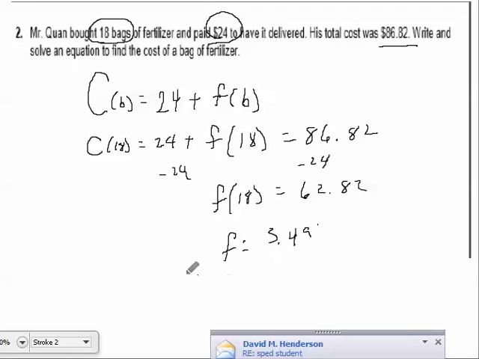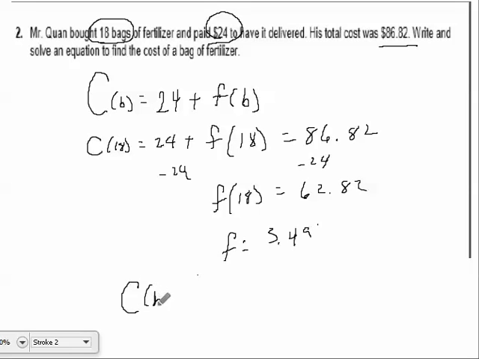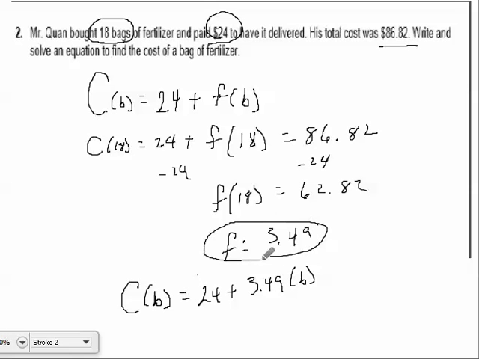So my true cost function, the total cost function, is $24 plus $3.49 per bag, or each bag costs $3.49. That would be the answer to the question in this particular situation.